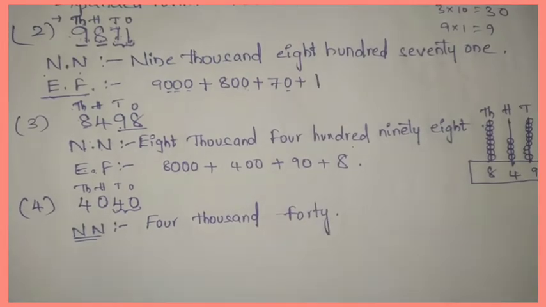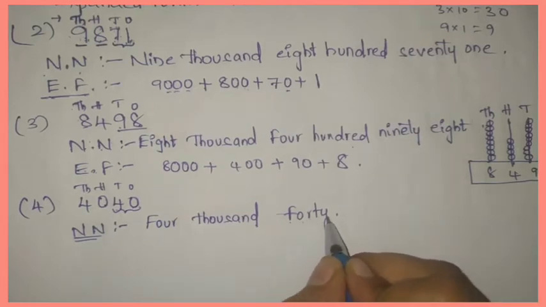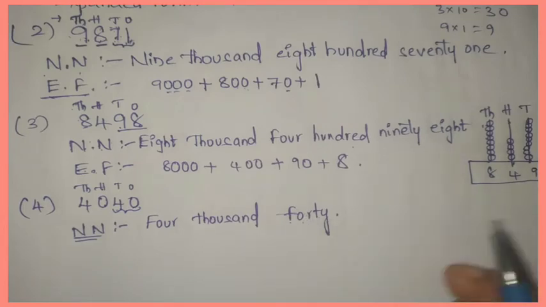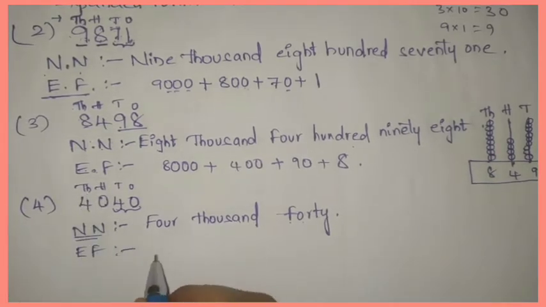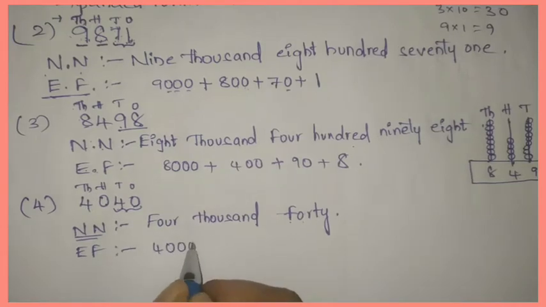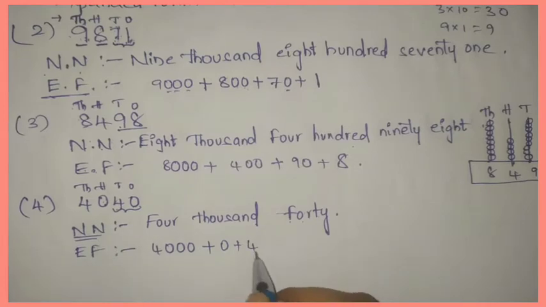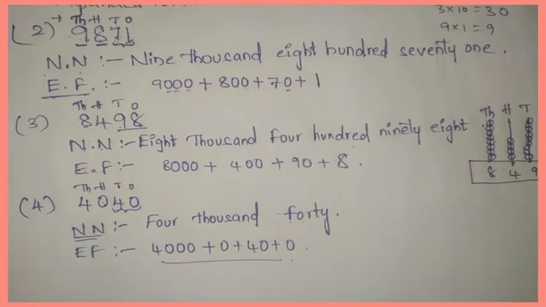F-O-R-T-Y, 40. So many children written wrong. 40 spelling F-O-R-T-Y. Some children are writing F-O-U-R-T-Y. It is wrong. Okay, 4,040. Next, expanded form. 4 is in thousands place, so we'll write 4,000 plus 0 plus 4 tens are 40 plus 0. Okay, no need to write these zeros. 4,000 plus 40. This is the expanded form.